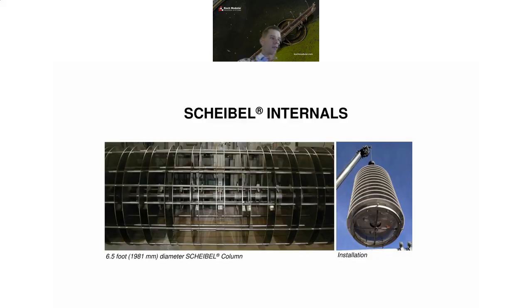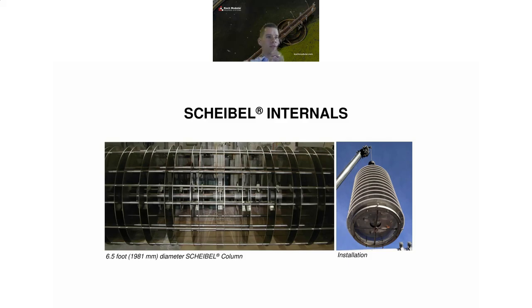And these next couple slides just show what the Scheibel internals look like. You can see in this first picture on the left, a series of impellers and the inner baffles. This is for a 6.5-foot Scheibel column. The outer baffles are actually welded to the shell because this was a relatively large Scheibel column. And just for everyone's information, we've built Scheibel columns with diameters as great as 10 feet. And we're looking to go past that as well.